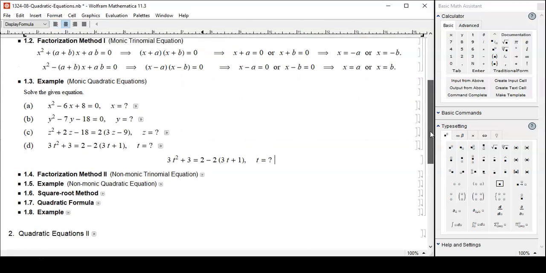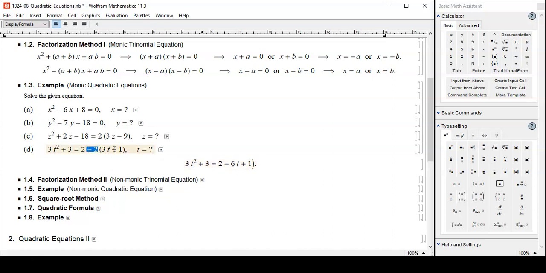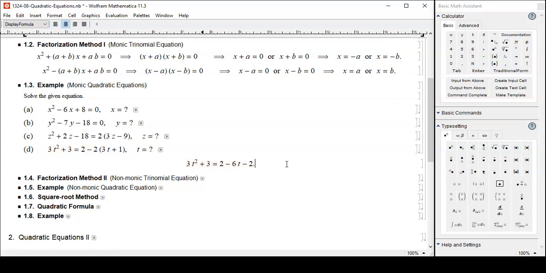How about this? Again, the same thing, no denominator. So go ahead to the next step, break up parentheses. So break up this parenthesis, -2 times 3, so we have -6t, and then -2 times +1, so -2. That's what we have in the right-hand side. So 3t squared plus 3 is equal to, and then -6t, and then 2 minus 2. So that's it, I guess.